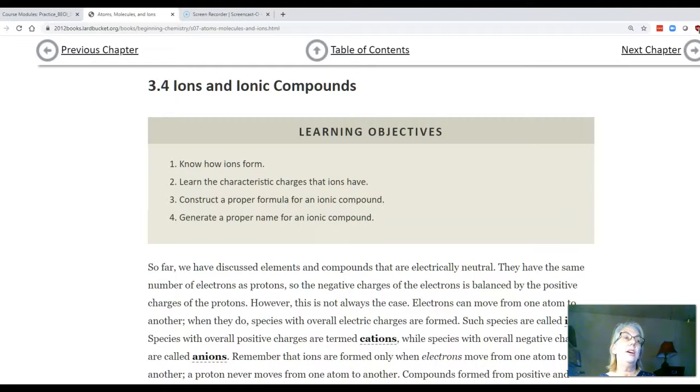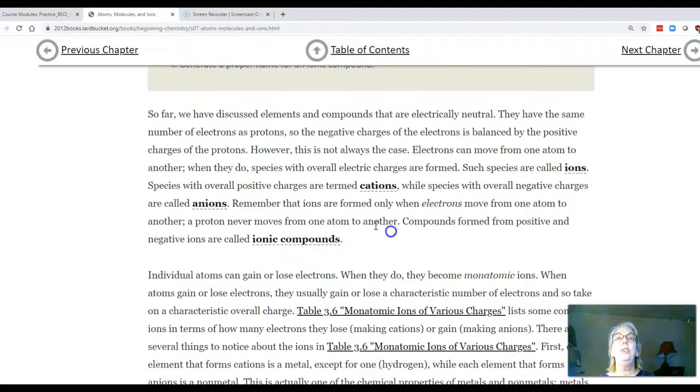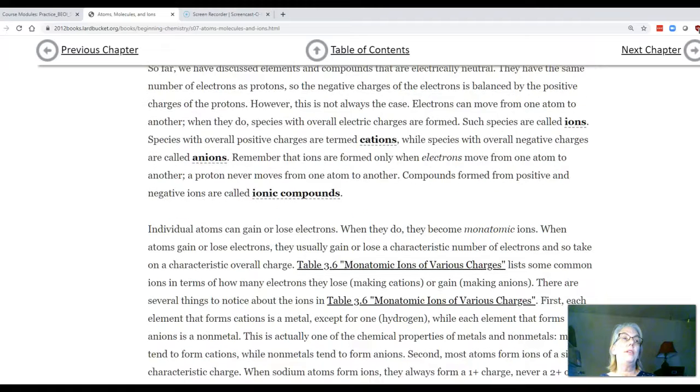And then they're going to talk about molecules as bonded elements together in shared bonds. And then they're going to talk about ions, where electrons actually move from one atom to another. So know this definition: cation, anion, what ionic compounds are. Very important.